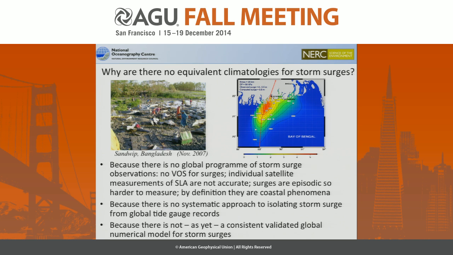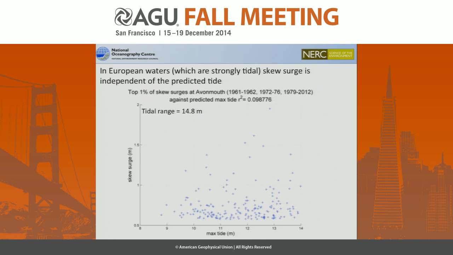Many wave climatologies come from satellite measurements, and of course, satellite measurements of individual episodic events are not sufficiently accurate that we can build up a reliable database. And of course, there's no systematic approach to getting storm surge out of tide gauge records. There are ad hoc ways of separating the tropical and the extratropical. And as yet, we don't have a single global numerical model that we can use for long runs, long hindcasts of storm surges. Most of the well-validated operational models that we use for storm surge forecasting are local.